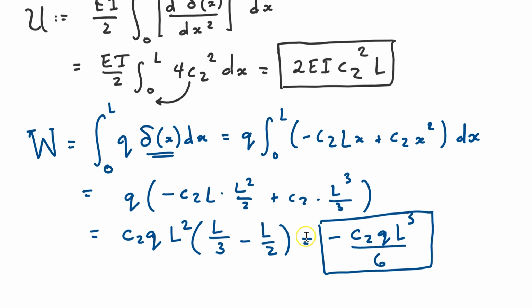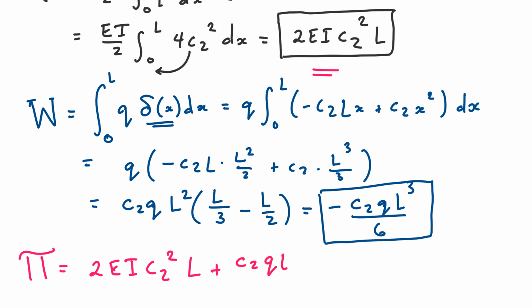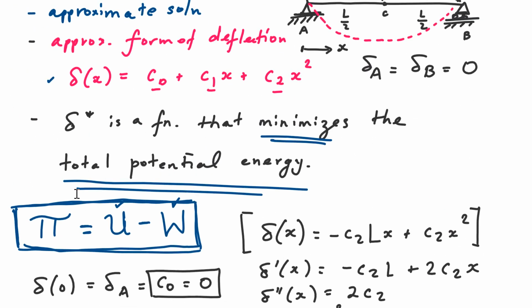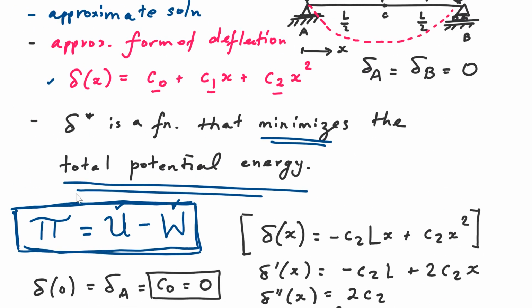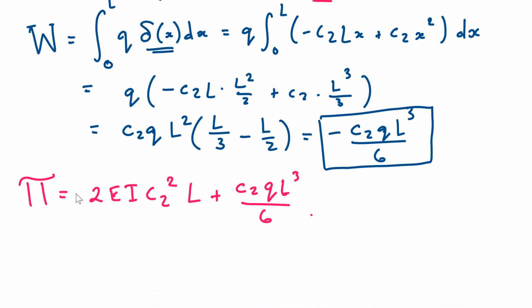So we have all the pieces of the puzzle here. Our total potential energy from the beginning was equal to strain energy, right here, 2EI C2 squared L, minus the work, so plus C2 QL cubed over 6, correct? Okay, so we're almost done here. We found the potential energy. But now remember, the Rayleigh-Ritz method is all about finding the delta that minimizes the total potential energy, right? Minimizing the total potential energy.